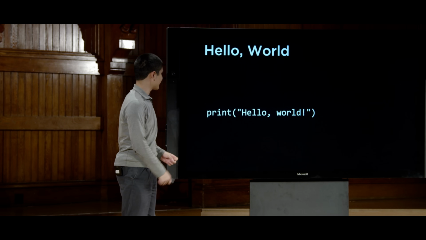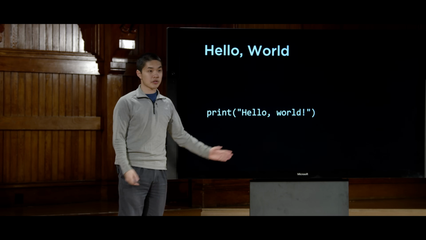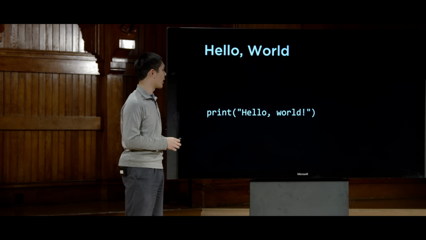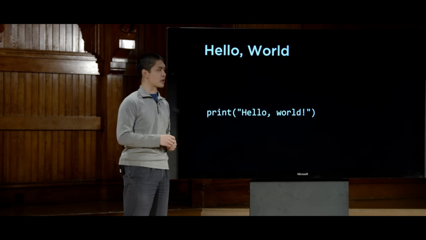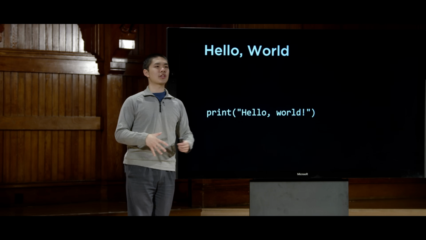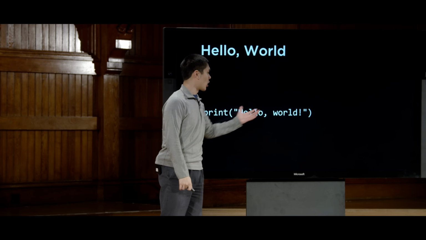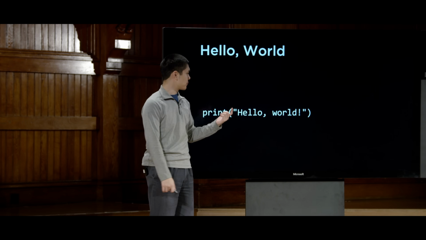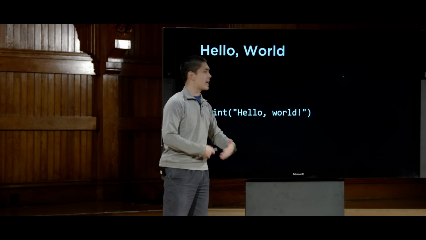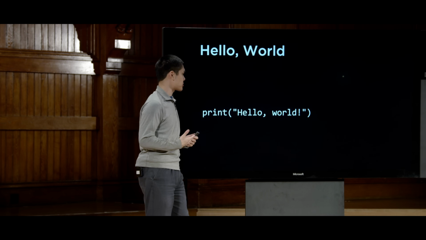syntax-wise. But just to break it down, we have a function called print built into the Python programming language for us. And like many other programming languages, functions in Python take their arguments inside of parentheses. So inside of these parentheses are the argument, or the input, to the print function, which in this case is just the words hello world followed by an exclamation point.